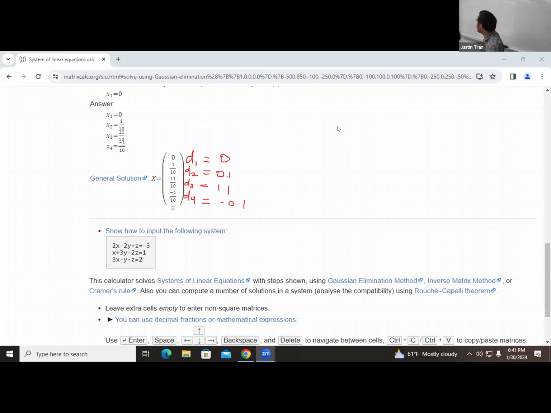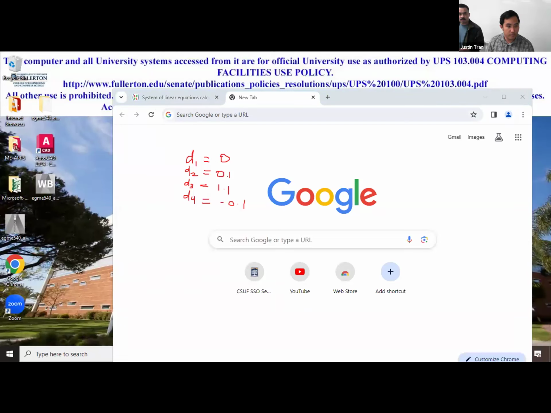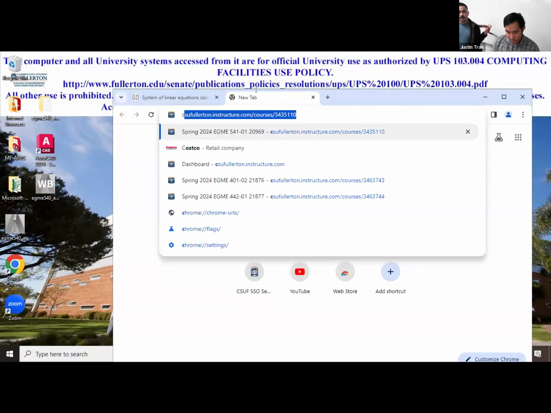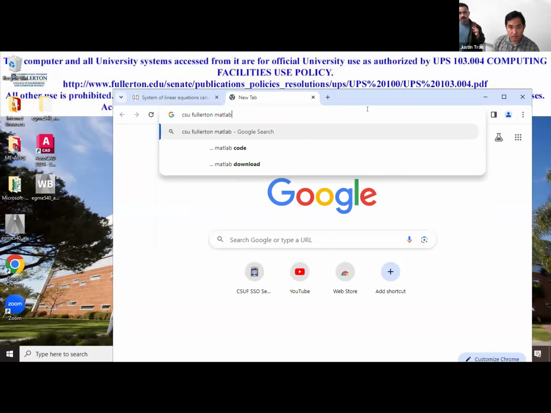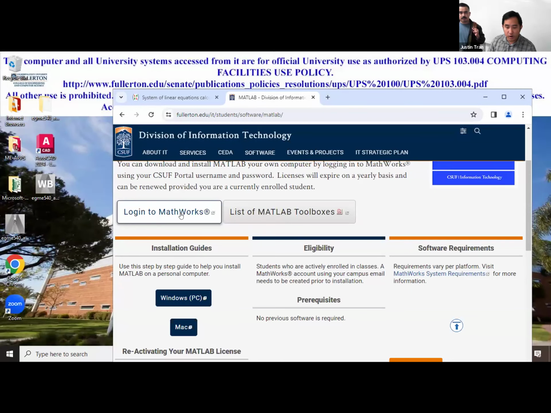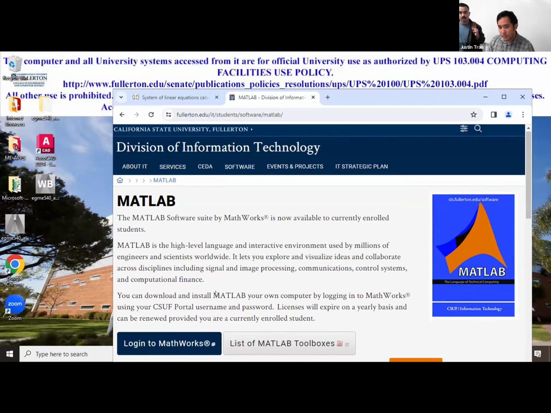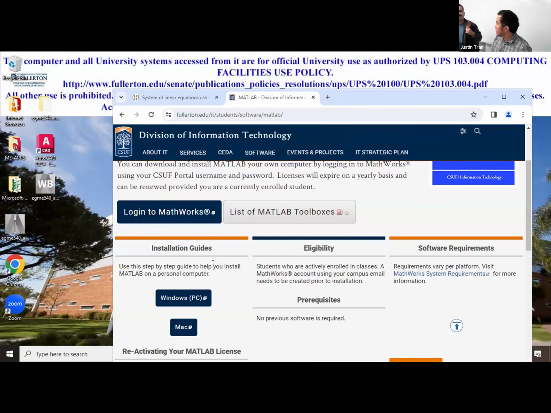Another question. Sure. I actually just got a new laptop and I don't have MATLAB installed. Am I allowed to access it? You should have access to it. If you search Cal State Fullerton MATLAB, it's a software that the school's already purchased for everyone. You follow the instructions on here, you basically log into MathWorks. I think you can log in with your Cal State Fullerton portal username and password. It'll take you to MathWorks and you can download the latest version of MATLAB. Sounds good. All right, thank you.